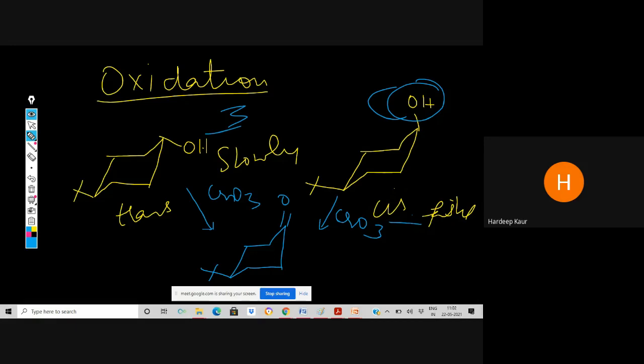ठीक है, so this is all about the examples of effect of conformations on reactivity. ठीक है, so I will stop here.